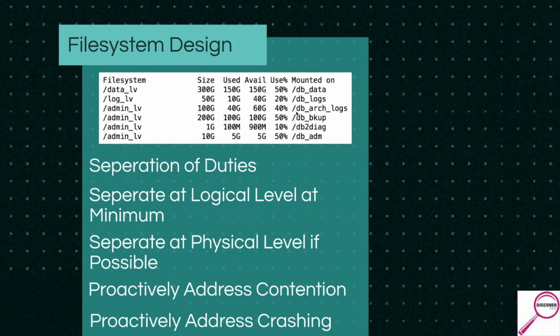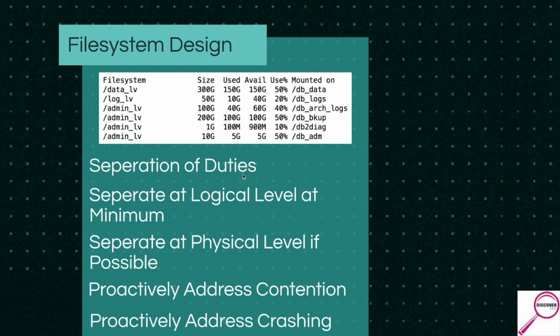And if you noticed, some of these can be grouped together. I don't need a logical volume for my archive logs and a logical volume for my backups. Those don't necessarily make sense. But I can group those together logically because if either one of them filled up, it's not going to necessarily crash my database because my data file system is full. Now this is the minimum I will do.